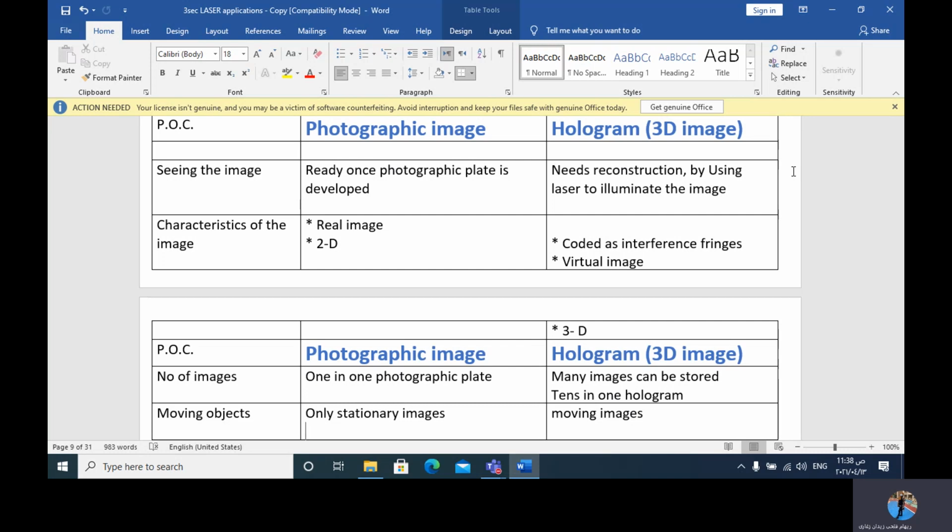In hologram, it is coded. It's not like a real image that I can see directly. It is coded as interference fringes. And once I shine the laser, I see it as a virtual image, like when you look at the mirror, you see inside the mirror. So the object cannot be obtained on a screen, but actually it is inside the image.